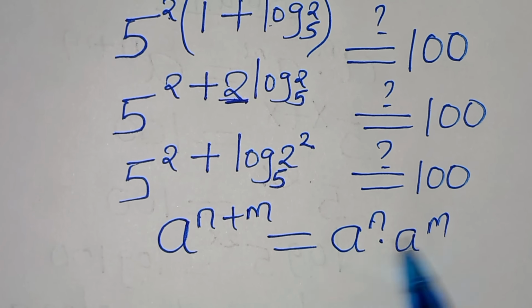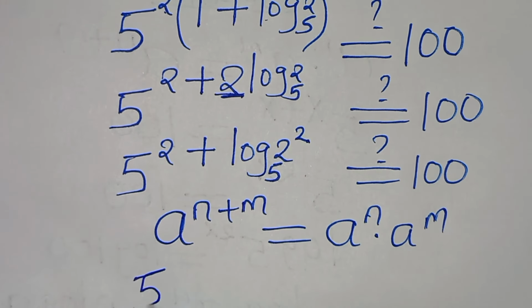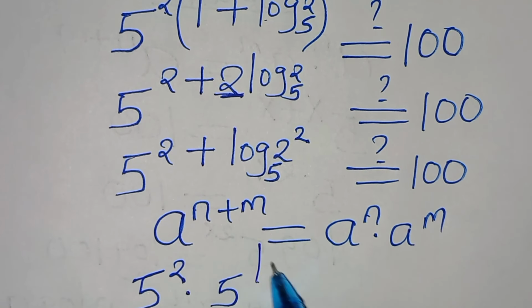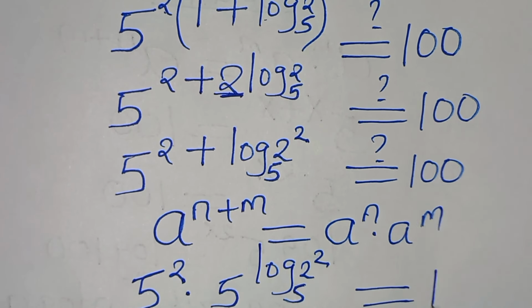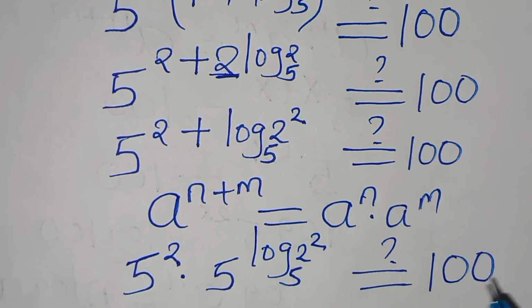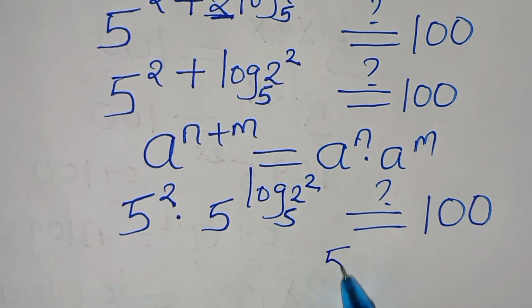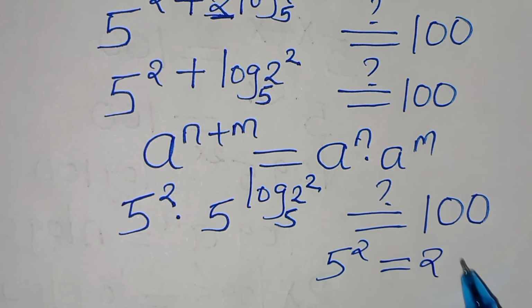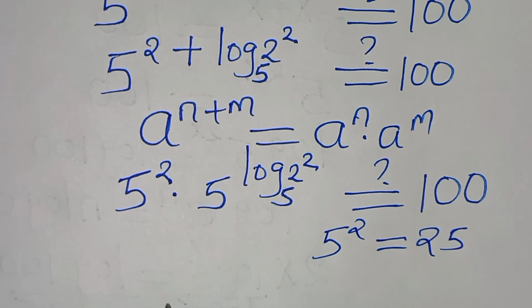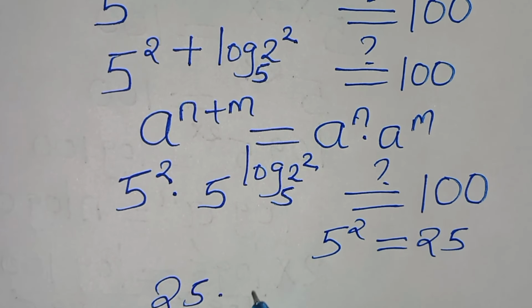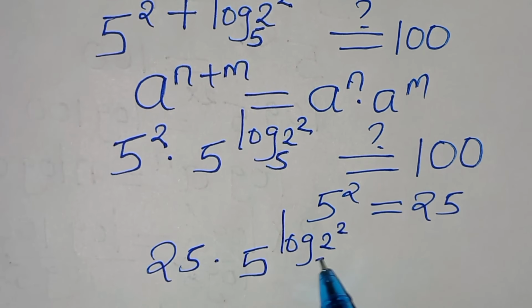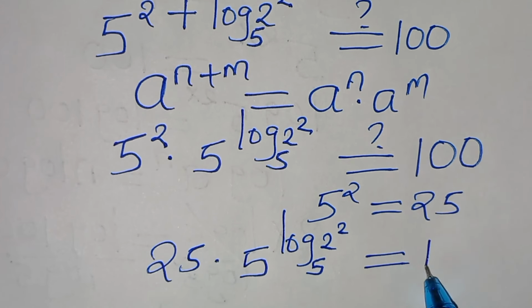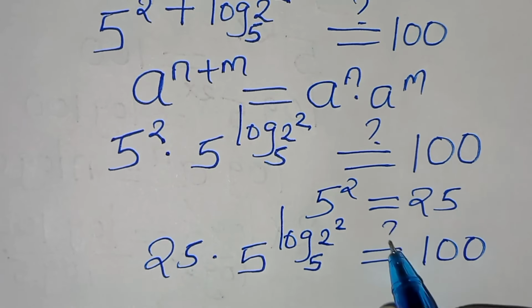Applying this exponent property, here we have 5 to the power of 2 times 5 to the power of log 2 to the power of 2 to base 5. This should give us a value of 100. So 5 to the power of 2 from here is the same thing as 25. So we have 25 times 5 to the power of log 2 to the power of 2 to base 5. This should give us a value of 100.